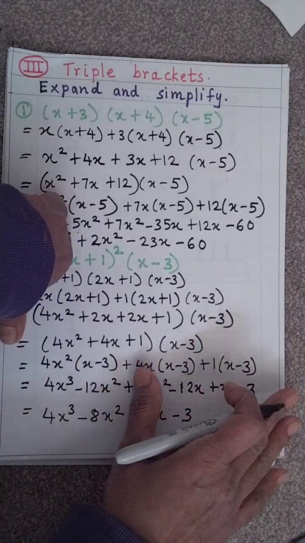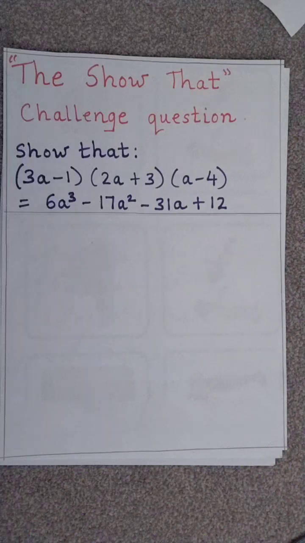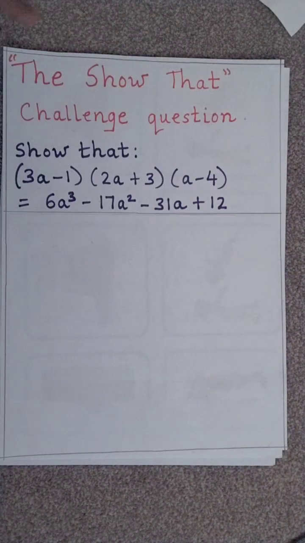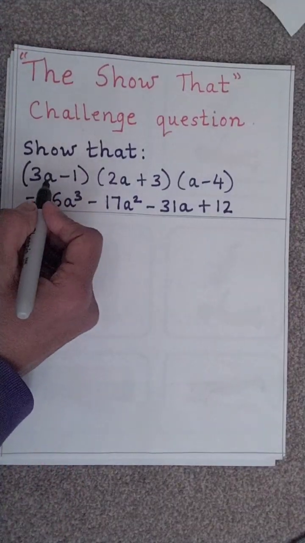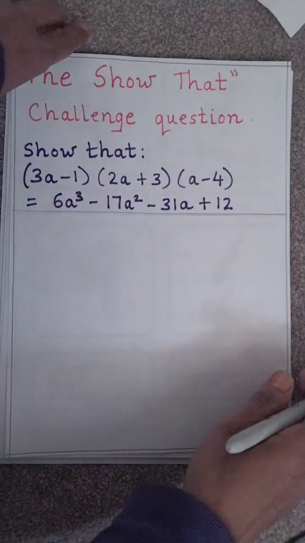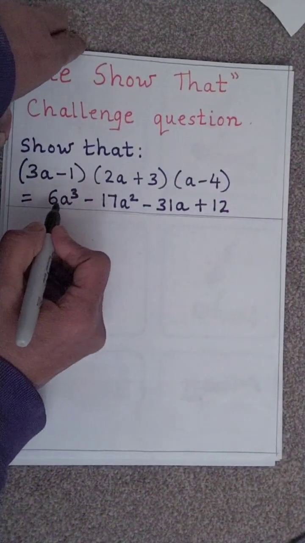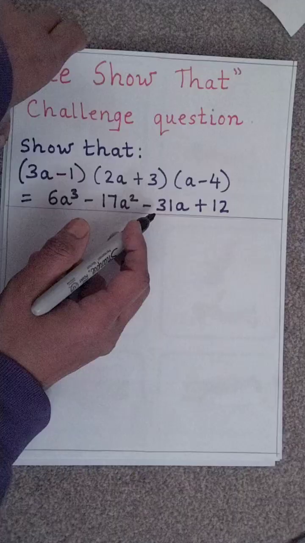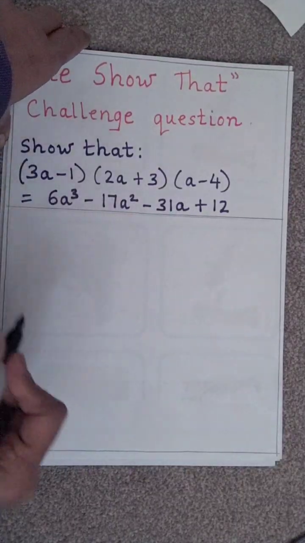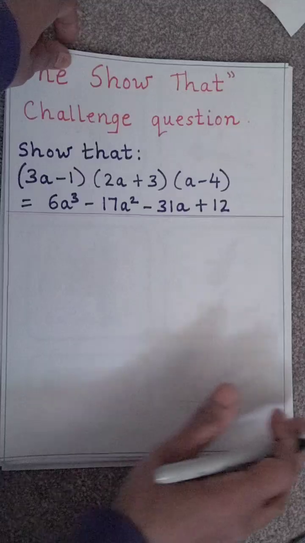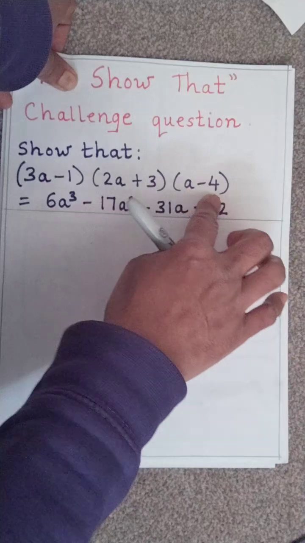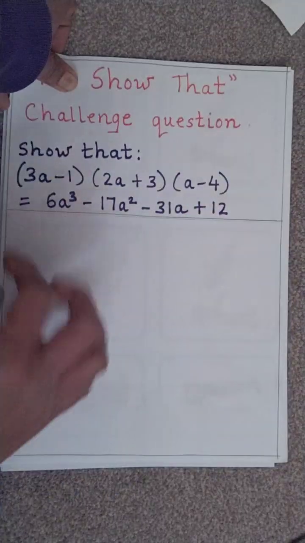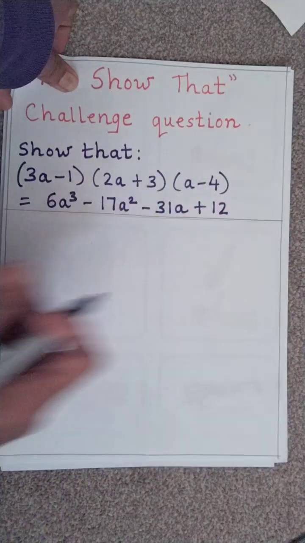Okay, now another question. It is a challenging question. Show that 3a minus 1 times 2a plus 3 times a minus 4 is equal to 6a cube minus 17a square minus 13a plus 12. Just solve, just like the previous sum. Okay, we are just going to solve it. So we will solve these two terms and then multiply by this term and then we get the answer. First these two brackets and then the last bracket.